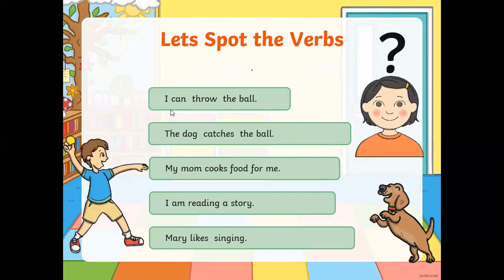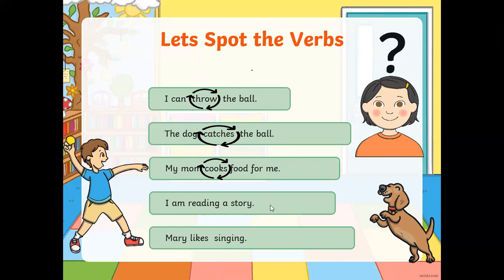Let's spot the verbs again. I can throw the ball. What is the verb? What can he do? He can throw. You can throw the ball. Excellent. The dog catches the ball. What does a dog do? He catches. So catches is an action. So that's our verb. My mom cooks food. So what is the verb? She cooks. So that is an action. That is a doing thing.